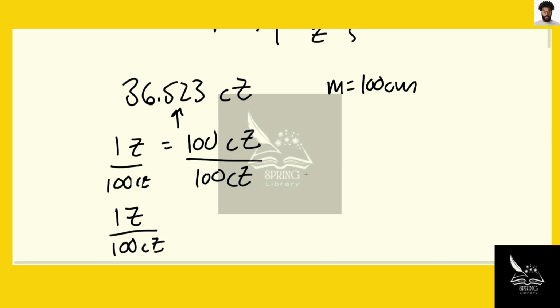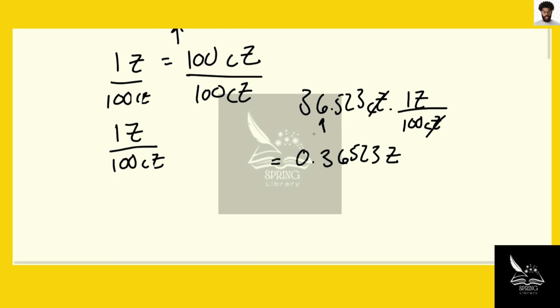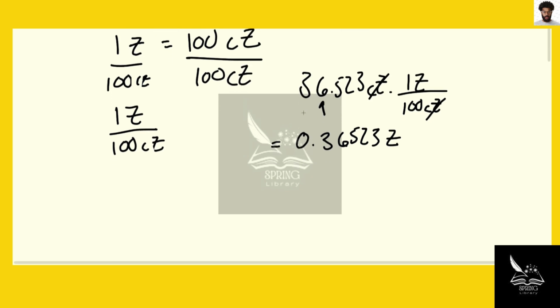Great. And so I'm going to take my 36.523 centiletos, and I'm going to multiply it by 1 leto over 100 centiletos. Right, so centiletos will cancel, and we'll get 0.36523 letos, right? Because I just divided 36.523 by 100. Okay, so now I've got things in letos, and hey, I know how to convert letos to nicholsons.